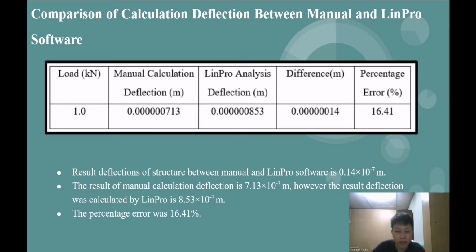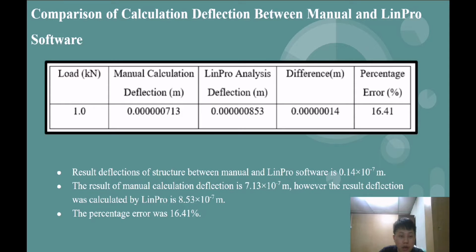However, the deflection calculated by RIM Pro is 8.53 times 10 to the power of -7 meter. After that, we can analyze that the difference in deflection of the structure between manual and RIM Pro software is 0.14 times 10 to the power of -7 meter, and the percentage error was 16.41%. And this is all about our calculations for the design bridge.